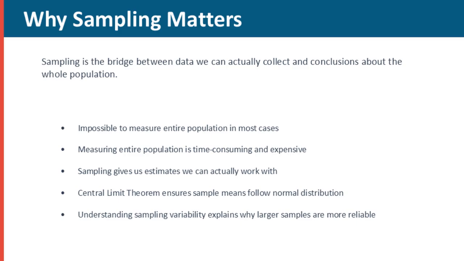Third, the central limit theorem guarantees that our sampling approach is mathematically sound. The sample means we calculate will follow a normal distribution even if the population doesn't follow a normal distribution. The theoretical foundation is very powerful. Fourth, understanding the sampling variability explains why larger samples are more reliable, not through intuition, but through mathematics. The spread of sample means decreases predictably with the sample size. Fifth, sampling distributions form the foundation for hypothesis testing and confidence intervals. Everything we do with statistics relies on understanding how sample statistics behave across repeated samples.